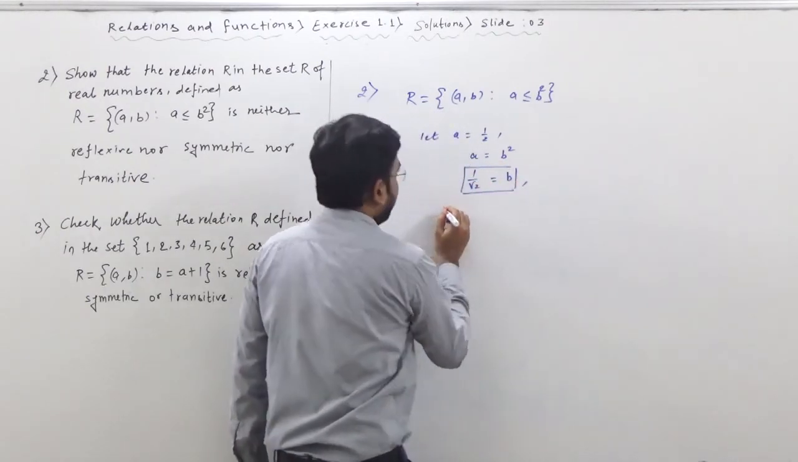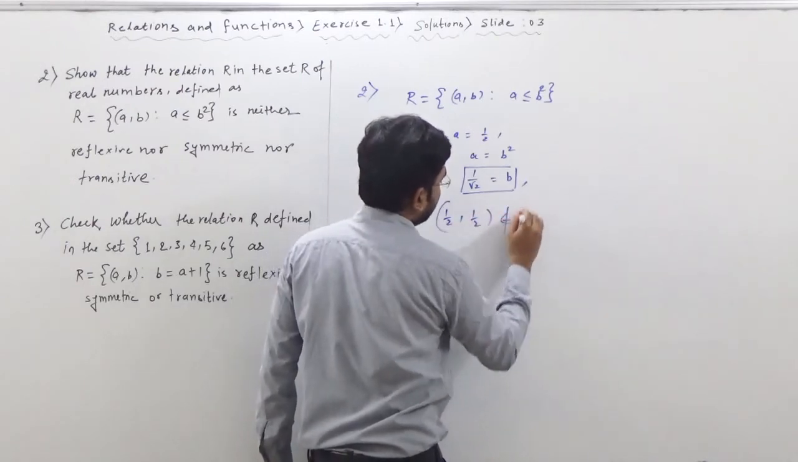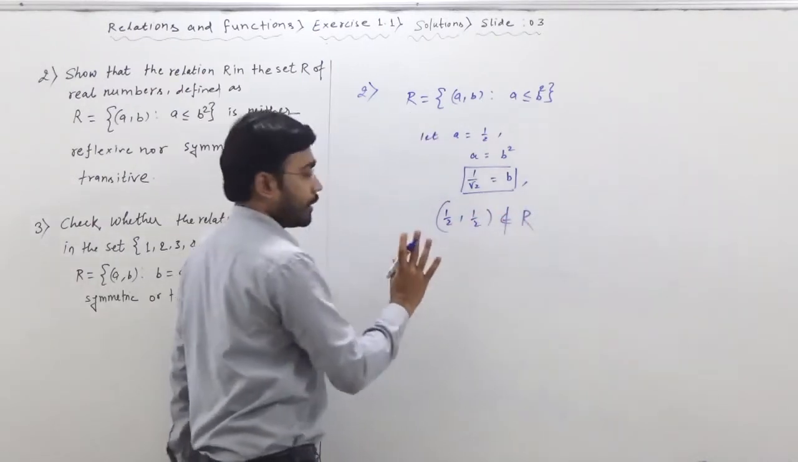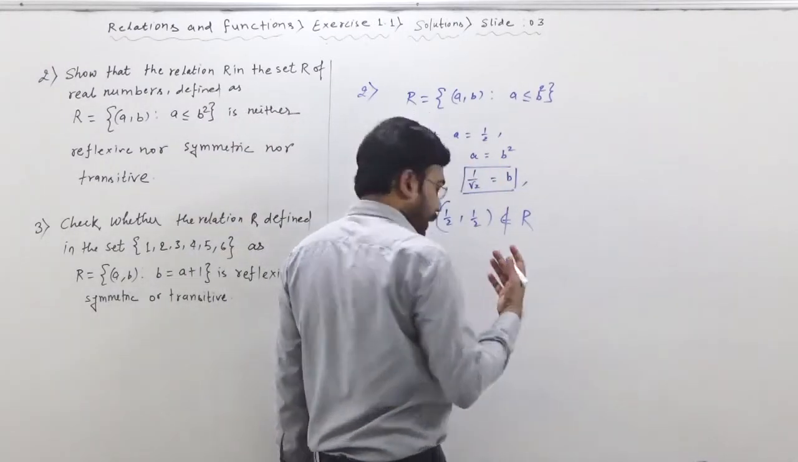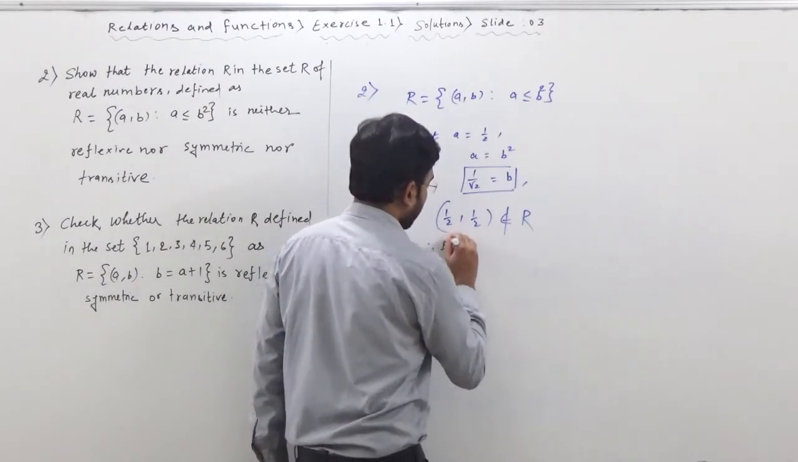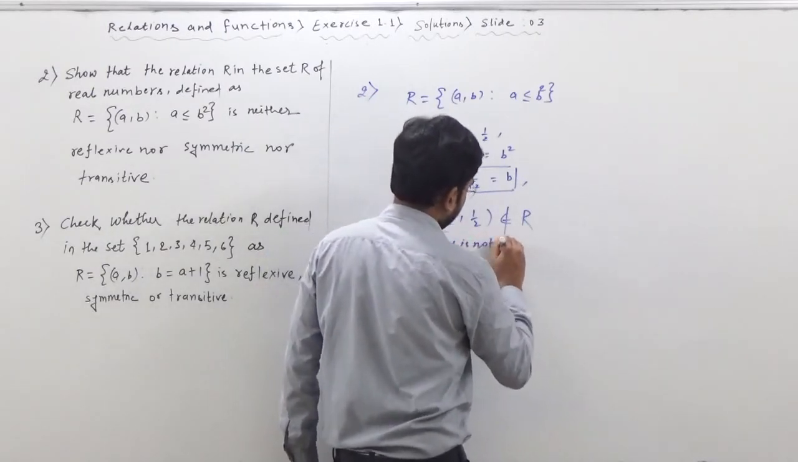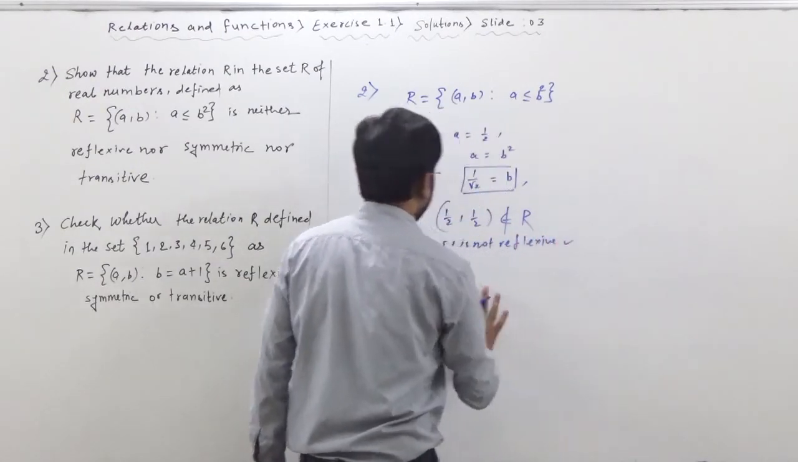So when we are saying 1 by 2, then 1 by 2, is it possible? Of course it's not possible in this particular relation. When we are taking 1 by 2, we have to take 1 by root 2. Yes or no? So here this is not possible, therefore we will say it is not reflexive. So we have checked it for reflexive, it's not reflexive.